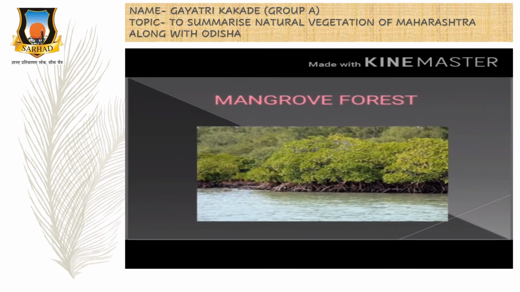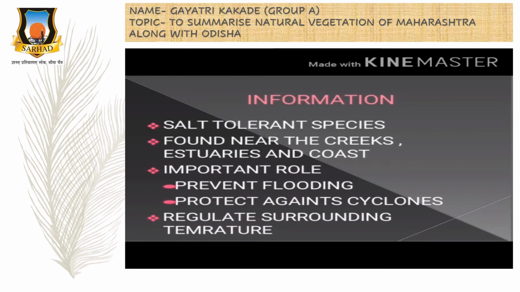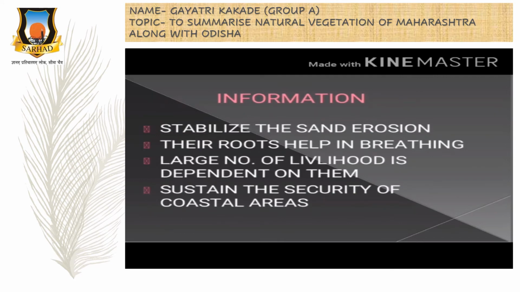Now let us see the mangrove forest. Species here are salt tolerant. These types of forests are found near creeks, estuaries, and coasts. They play an important role in preventing floods and protecting against cyclones. These trees regulate the surrounding temperature. They stabilize against sand erosion. Their roots help in breathing. A large number of livelihoods are dependent on them. They sustain the security of the coastal area.